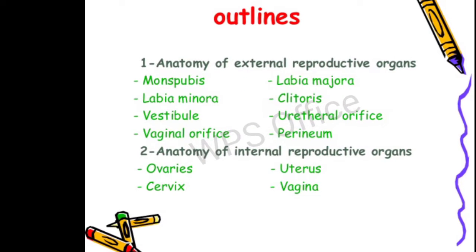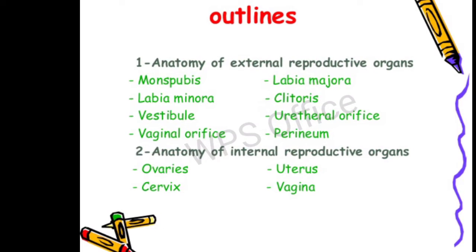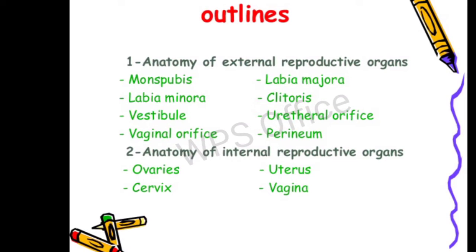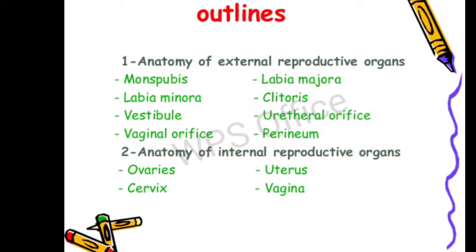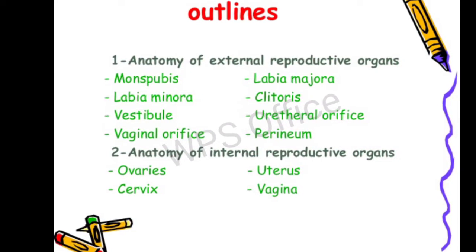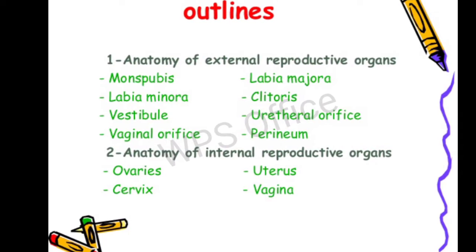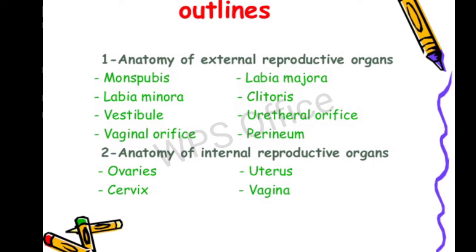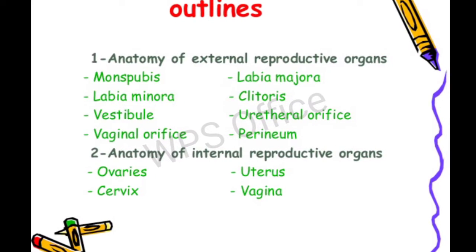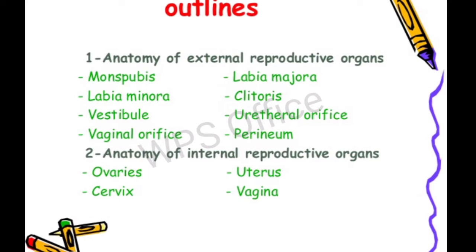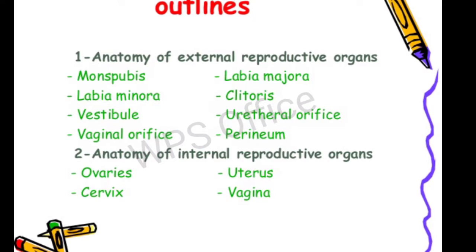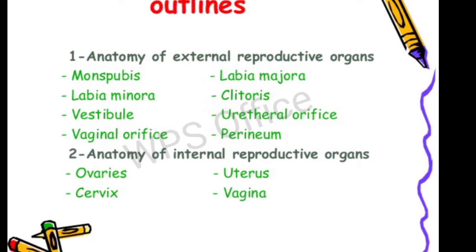So let us know first what all are included under the anatomy of the female reproductive organs. The organs are mainly divided into two: external and internal. The external reproductive organs include the mons pubis, labia majora, labia minora, clitoris, vestibule or urethral orifice, vaginal orifice, then perineum. Then under the internal reproductive organs, these are the ovaries, uterus, cervix, and vagina.